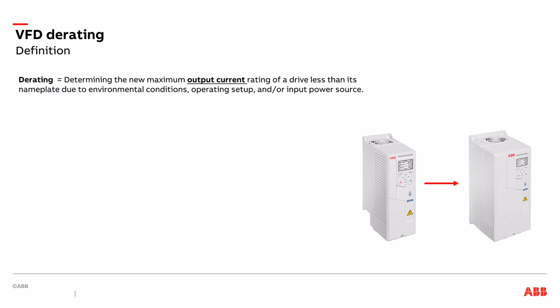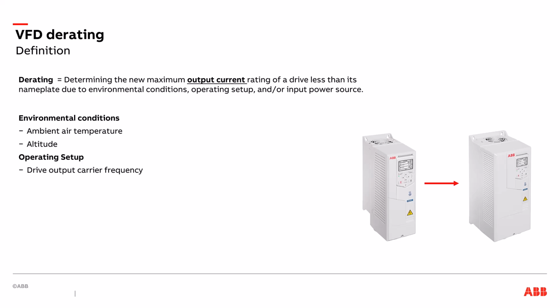Derating is determining the new maximum output current rating of a drive, less than its nameplate, due to the environmental conditions, the operating setup, and/or an input power source. With environmental conditions, it's going to be the ambient air temperature or altitude. With operating setup, it's going to be the drive carrier output frequency. And on the input power connections, it's going to be whether you're working off a single phase input voltage or an open delta supply transformer. Derating provides us an accurate way to account for these factors to determine the output current that a drive will be able to support when faced with these conditions.